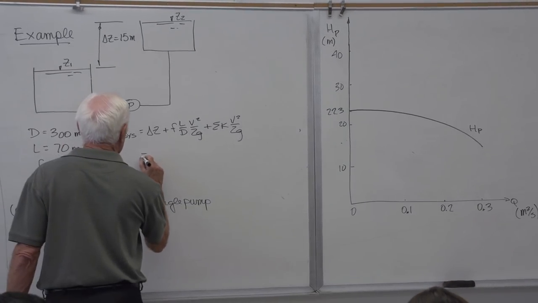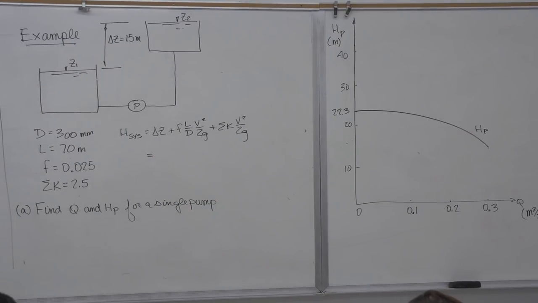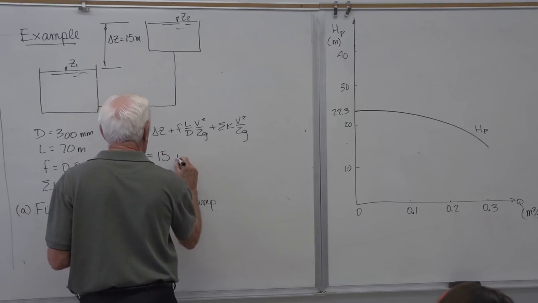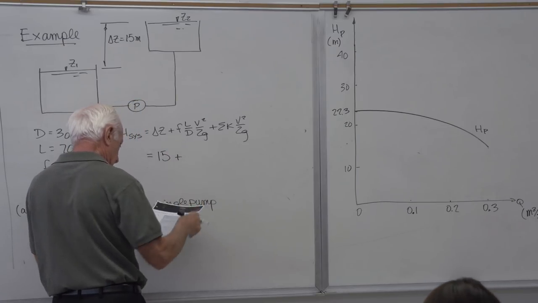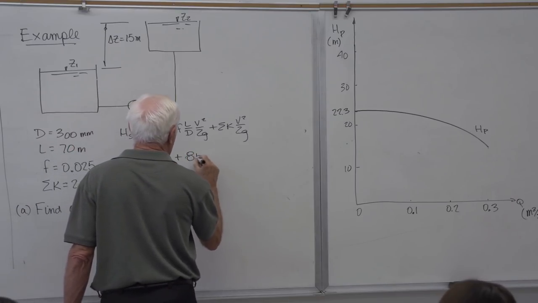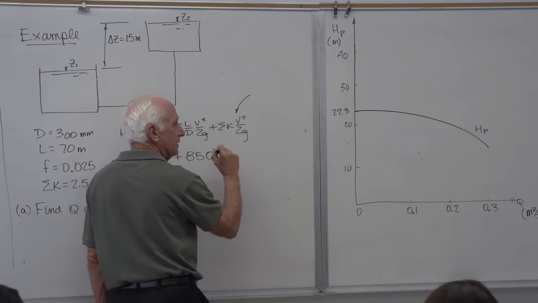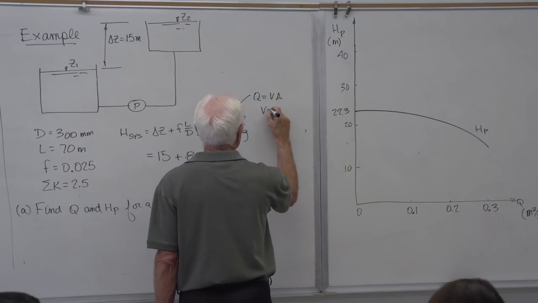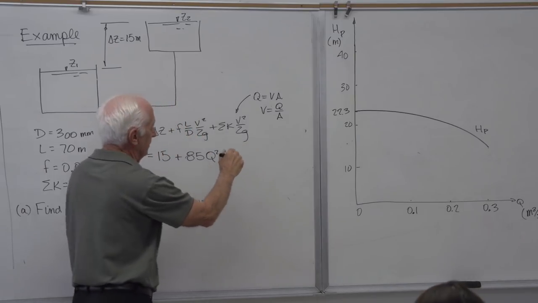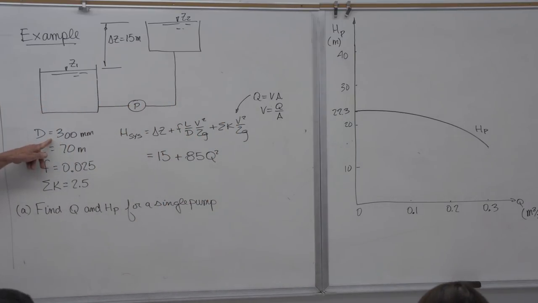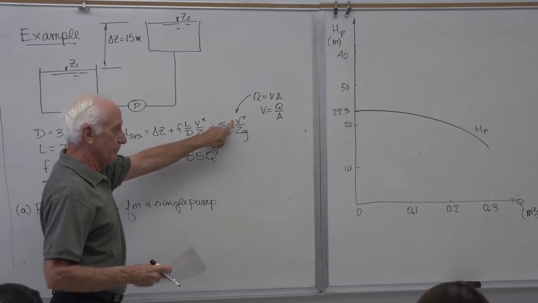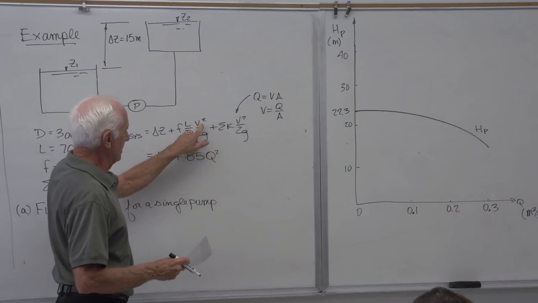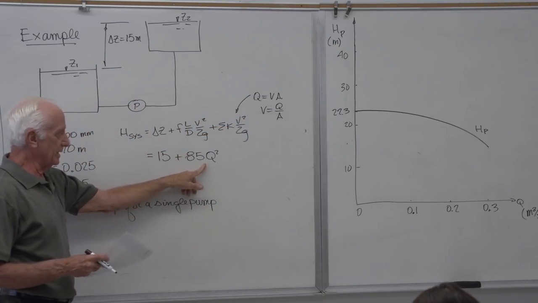This is equal to our difference in elevation, which is 15, plus 85 Q squared. I'm not going through all of that. Replace the V with Q: Q equals VA, so V is Q divided by the area, and the area is pi D squared divided by 4. I get rid of V because I've got Q in that graph and I want Q in my equation.